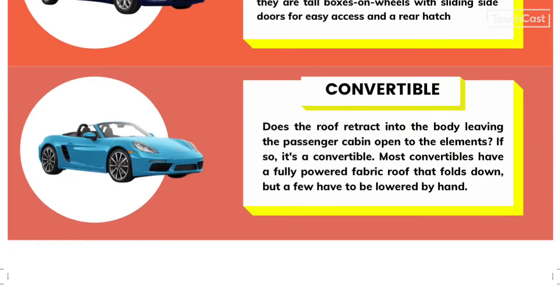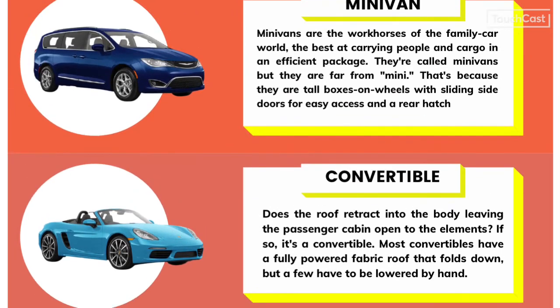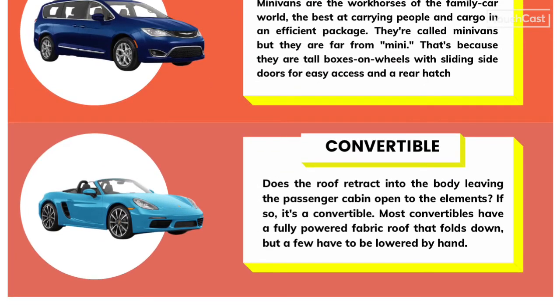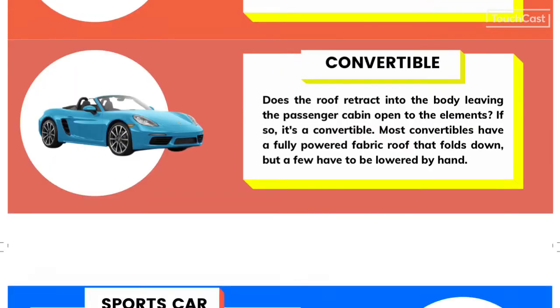Number 4, convertible. Does the roof retract into the body, leaving the passenger cabin open to the elements? If so, it is a convertible. Most convertibles have a fully powered fabric roof that falls down, but a few have to be lowered by hand.